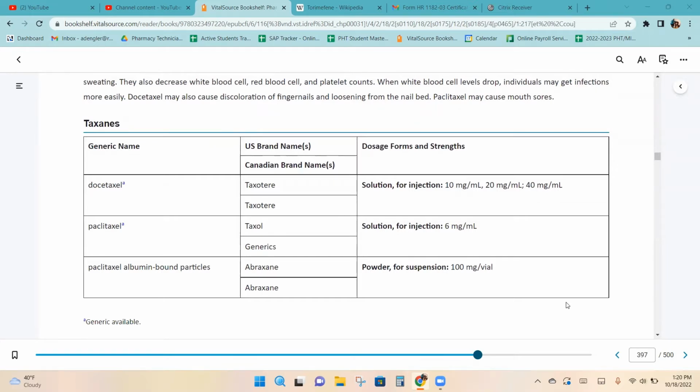So we have our chart with the taxanes. They're all injections. And then the last one, Abraxane, is a powder for a suspension vial.